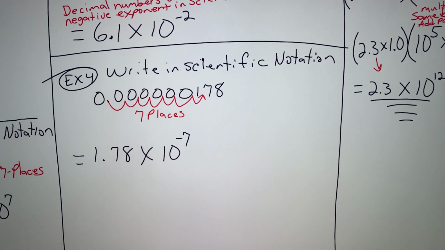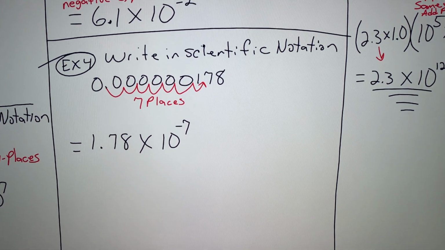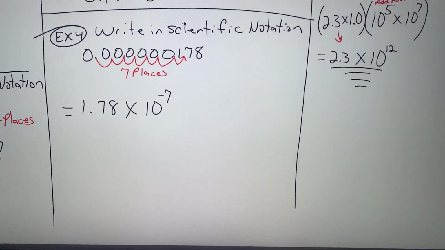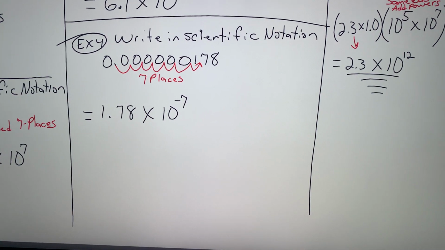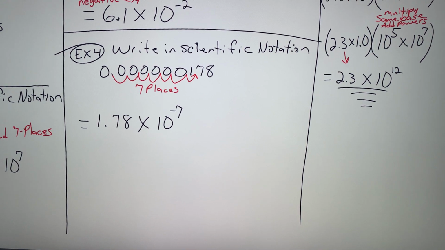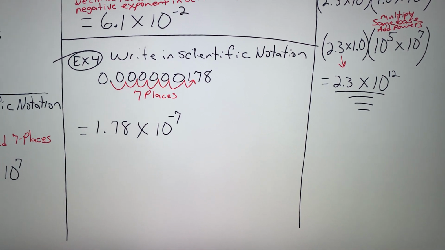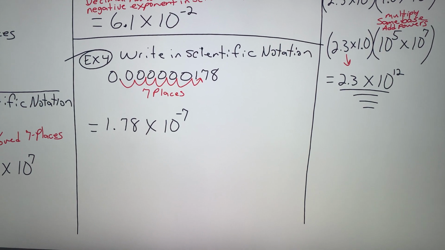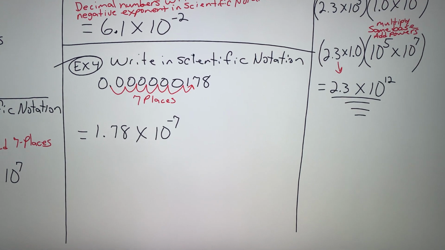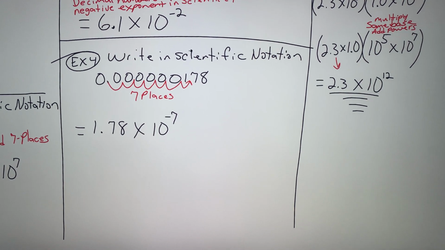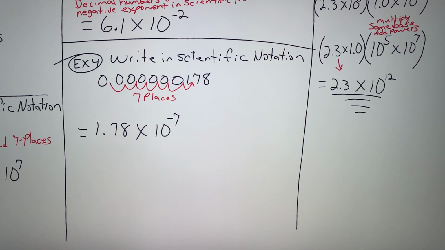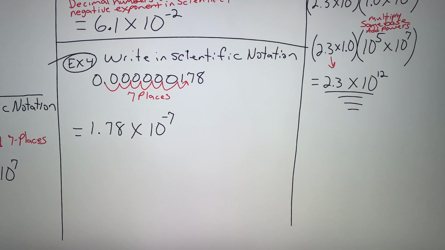So whenever we start out originally with decimal numbers, that's where we write a negative exponent to our times 10. So this one, in example 4, we moved that decimal 7 places to get it between the first two actual numbers. So we write it as 1.78 times 10 to the negative 7th power.